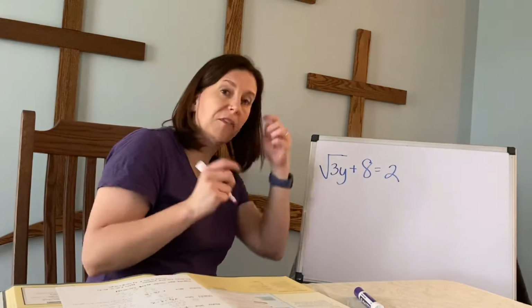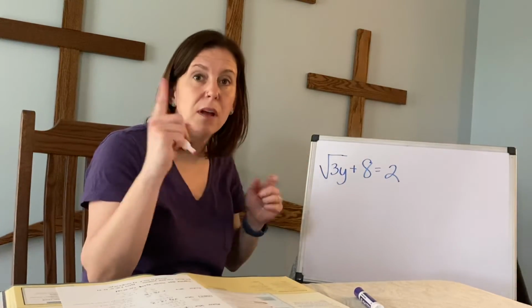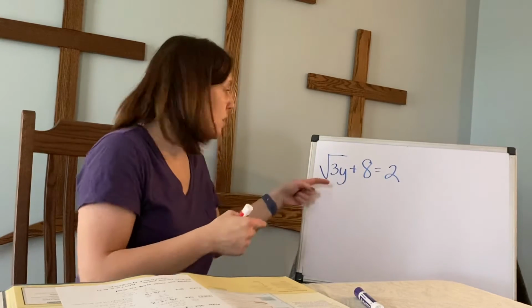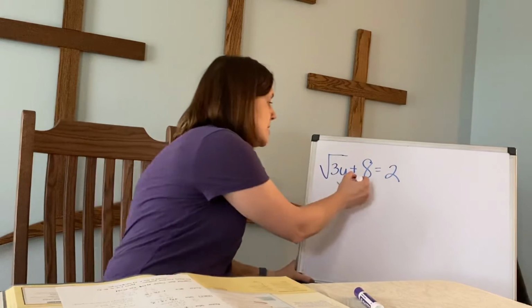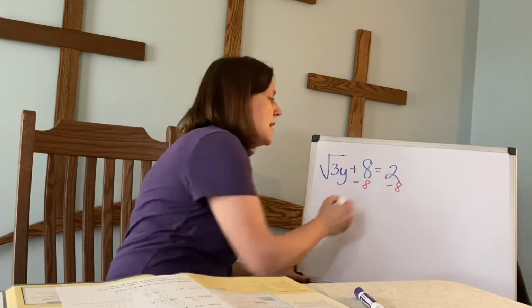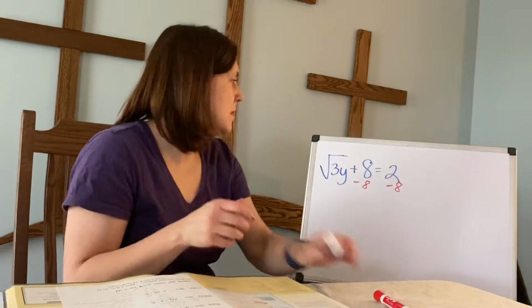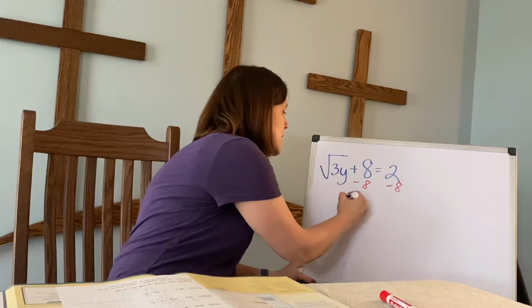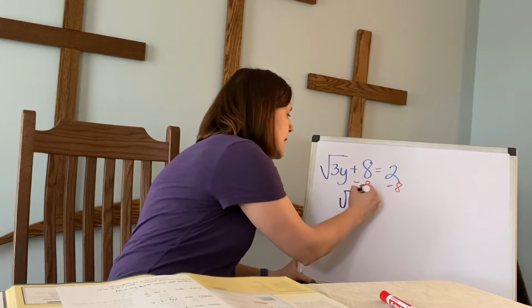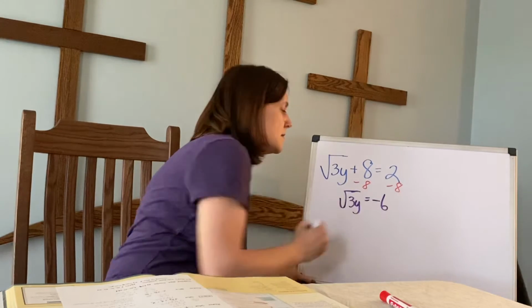Okay, so my first step here, step 1, isolate the radical. This radical is not isolated yet, so I need to subtract 8 from both sides. I'm going to go back to using purple. So I have the square root of 3y equals negative 6.